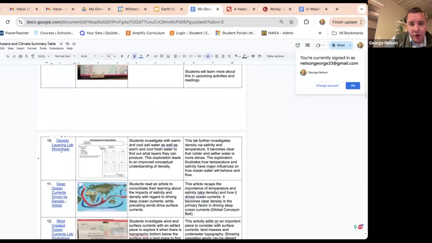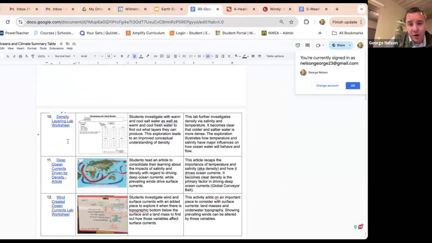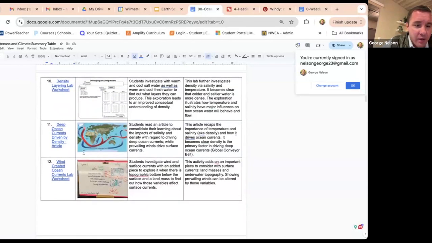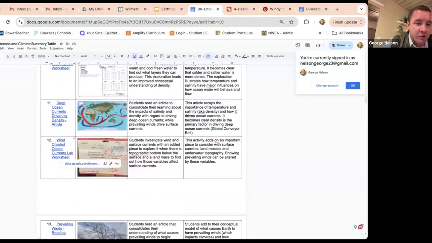There's a density layering one where I'll have hot fresh water, cold fresh water, hot salt water, and cold salt water, and they start making predictions of how they think it'll layer and try to get them to layer correctly, trying not to get them to mix. So then we get into the wind currents lab.